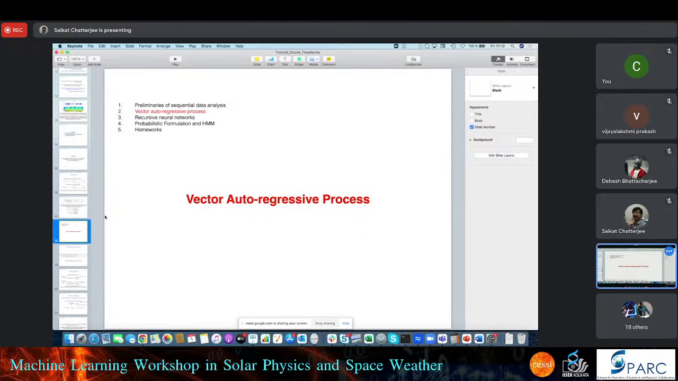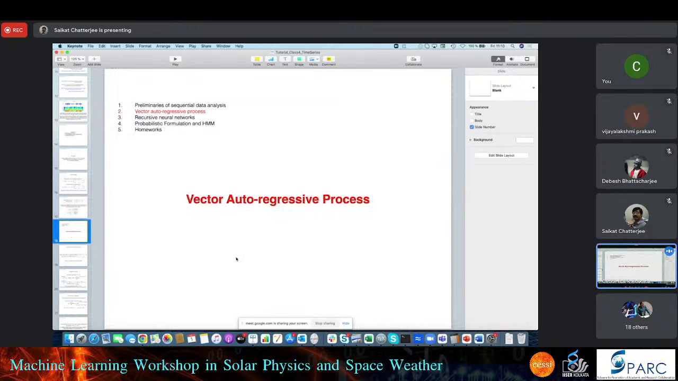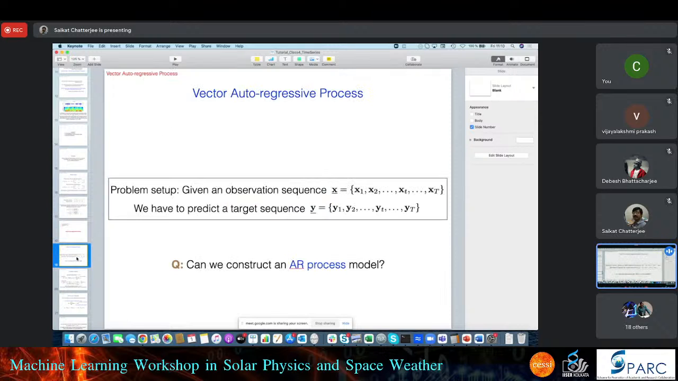Now let us have this kind of sequence. Once I define these things, that means this I observe and this I want to get, from a sequence, then let us have the tools. First one is vector autoregressive process. What is a vector autoregressive process? I'm reminding you the problem setup again. Given an observation sequence x bar like this, we have to predict a target sequence y bar. Okay, this is the task. And can you construct an autoregressive process model? Autoregressive process model means what?